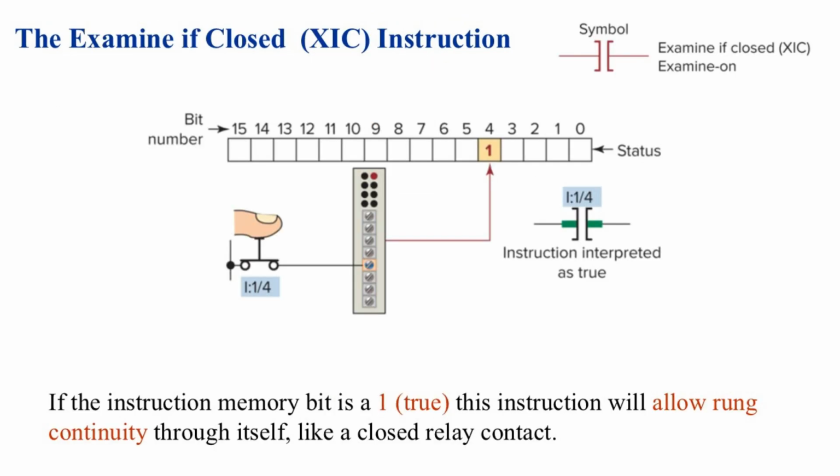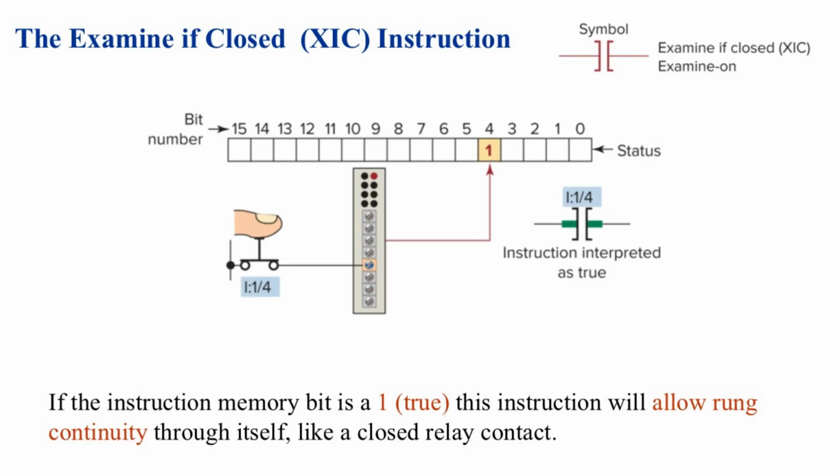This diagram illustrates the operation of the examine if closed, or XIC, instruction. The XIC instruction is one of the most fundamental elements in ladder logic programming. It functions much like a normally open contact in an electrical circuit, allowing current, or in this case, logical continuity, to pass when its associated bit in the PLC's memory is set to 1, true.